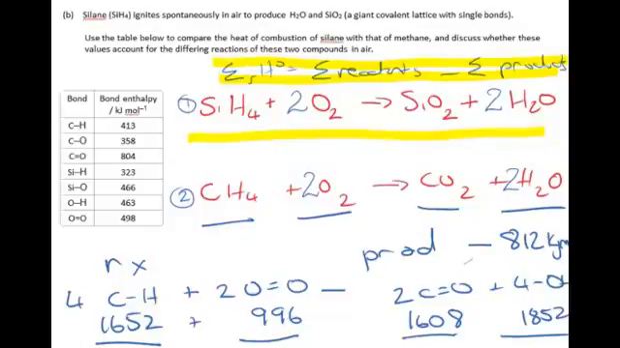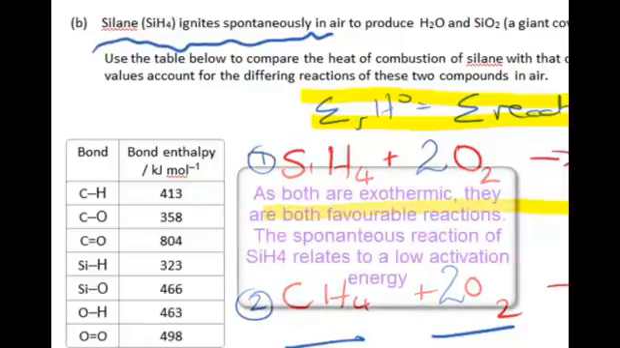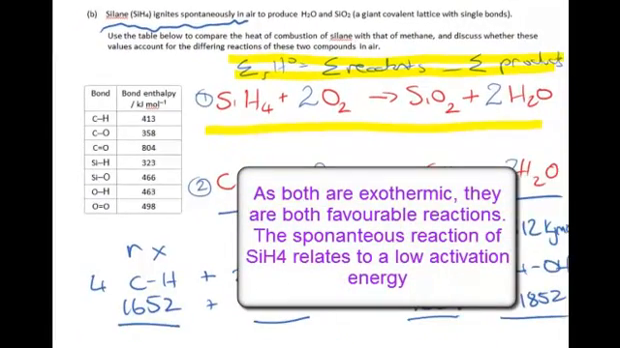Now, one thing we should comment on is the fact that it says the silane ignites spontaneously, and if anything reacts spontaneously, it tells us something about the activation energy, and obviously it tells us that this has to be pretty low in order to get the reaction going. So it must have significantly lower activation energy than methane, so it takes less, and that's that one.